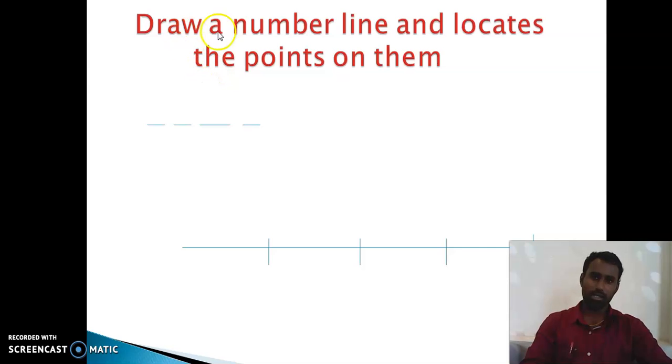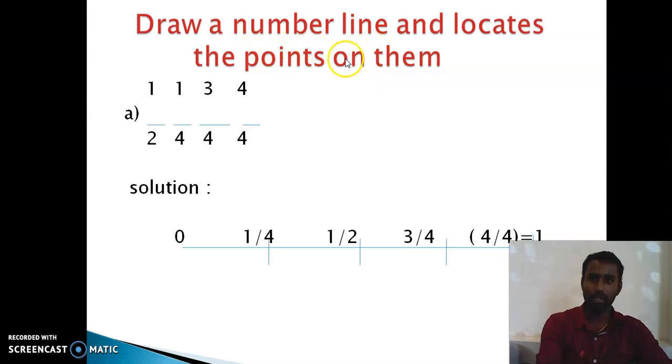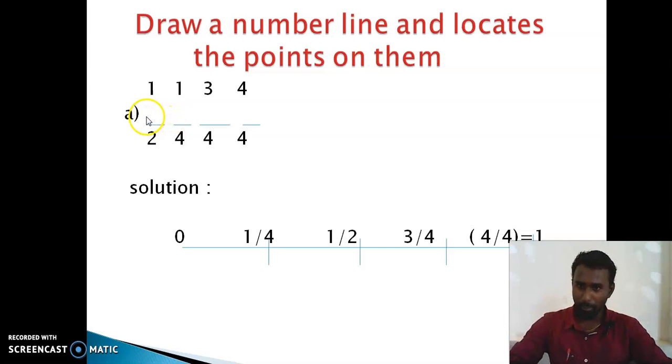Okay, this concept I said in my previous class. Based on that, here I work out a problem. Draw a number line and locate the points on it. So we have to draw a number line and locate the points. Just look here. One problem they gave. This is a fraction, no? 1 divided by 2, 1 divided by 4, 3 divided by 4, 4 divided by 4. These numbers, 1 by 2, 1 by 4, 3 by 4, 4 by 4, we have to represent in the number line.